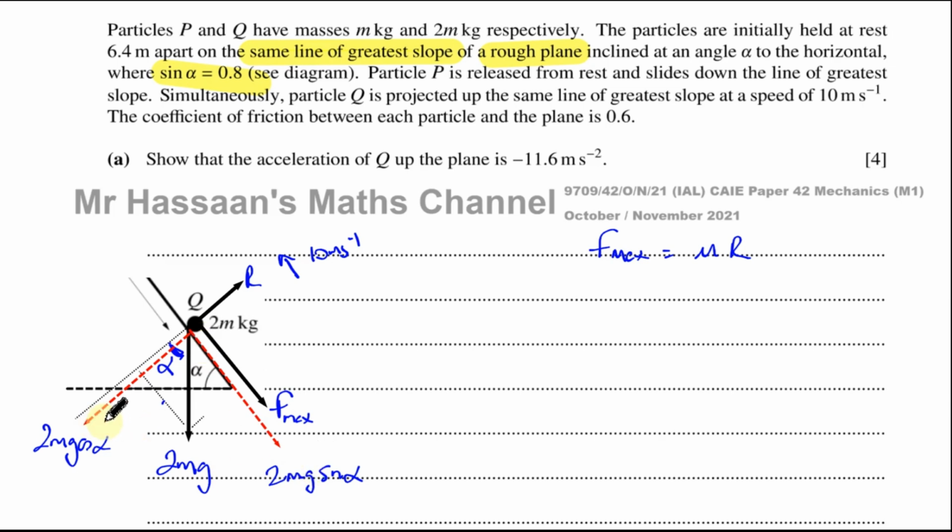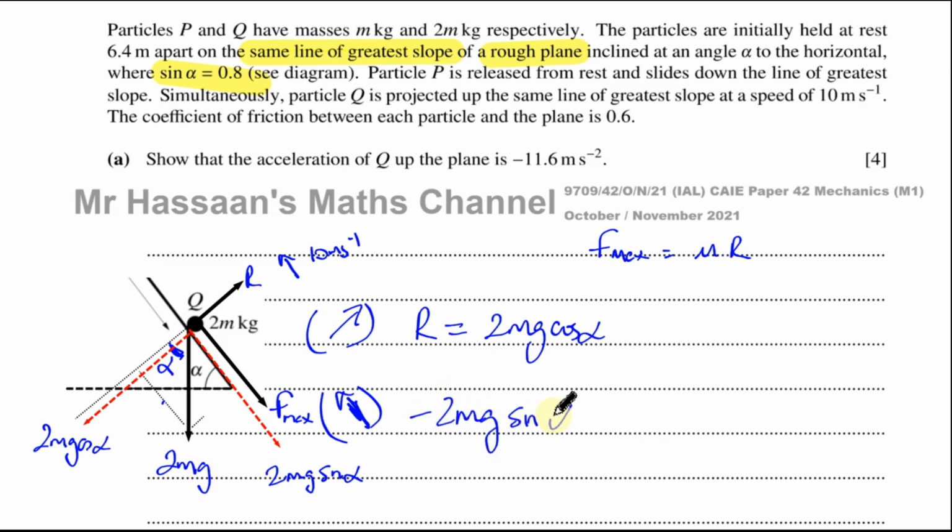Now let's resolve the forces perpendicular to the plane. So I have R is equal to 2mg times cosine of alpha. And if I resolve the forces parallel to the plane, it's moving up, so I'm going to take this way as positive because it's moving up the plane. There are no forces acting up, they're all acting down parallel to the plane, so they're both negative. So you have minus 2mg sine alpha minus F max, and that's equal to the mass times acceleration, because it's not in equilibrium here.